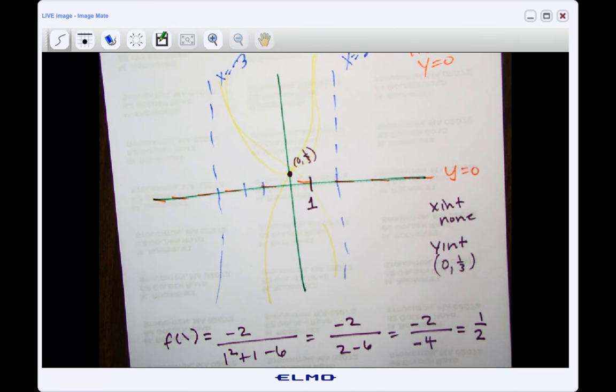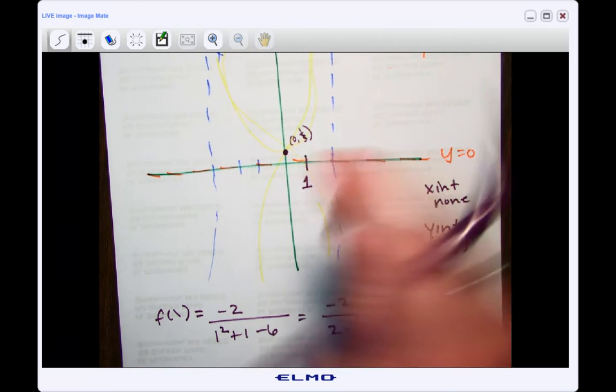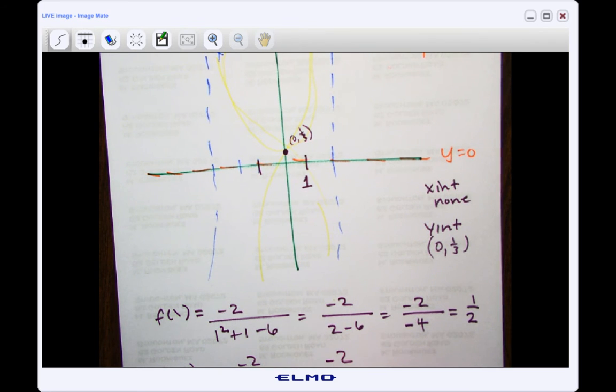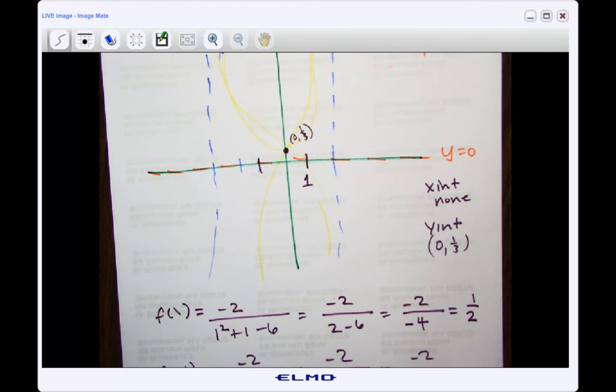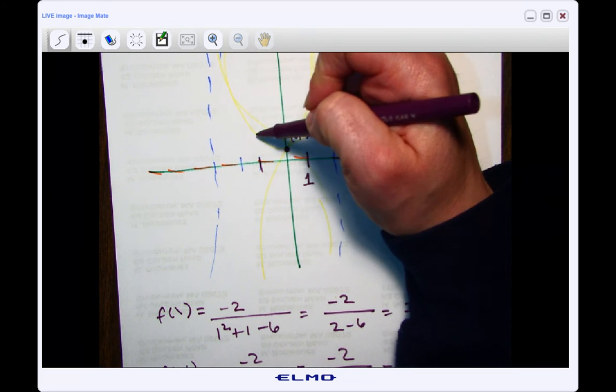Now, here's the thing. I could plug in the points and figure out where they are. So I would do the same thing over here, and I'd plug in -1. -2 over, this is a 1 minus 1 minus 6, so that would be -2 over 1 minus 7. 1 minus 7 is -6. So that would be a positive 1/3, right? So that one's going to be back up here again.